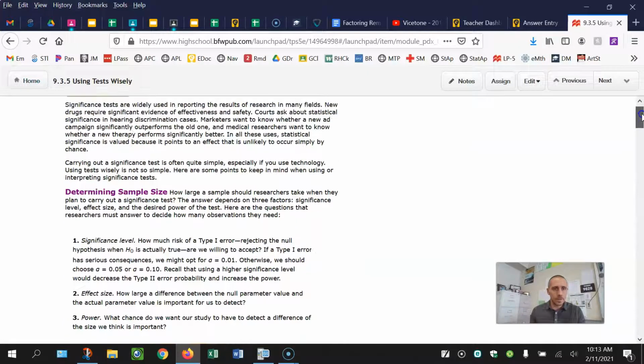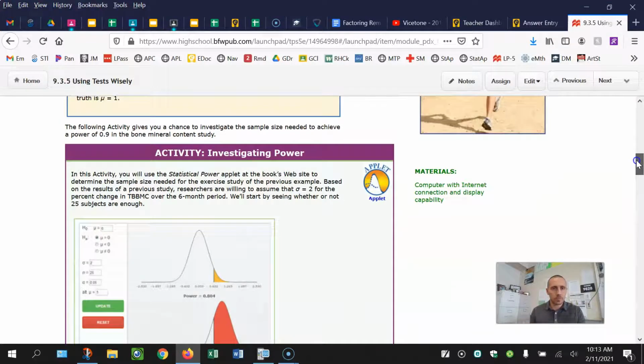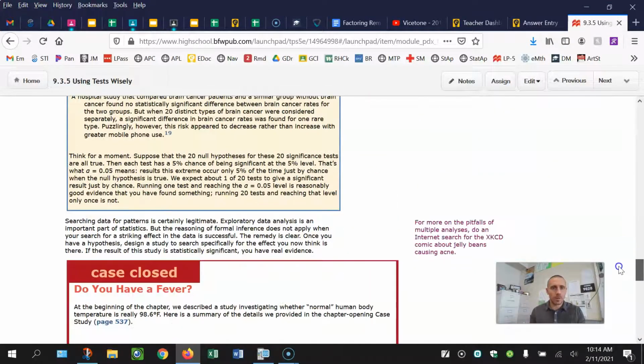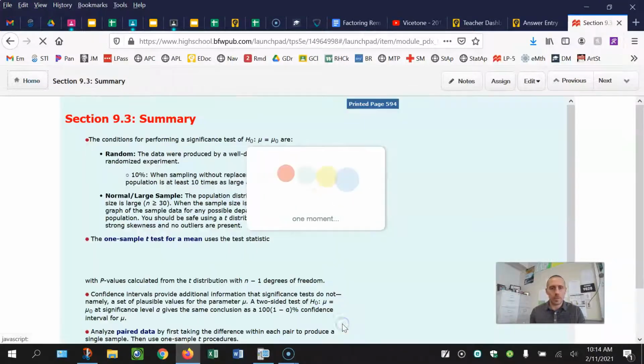All right. Determining sample size, no. Power. Okay, this is just talking about power. We've talked about that before. Case closed. I think that's going to be it, and we'll hit the summary.